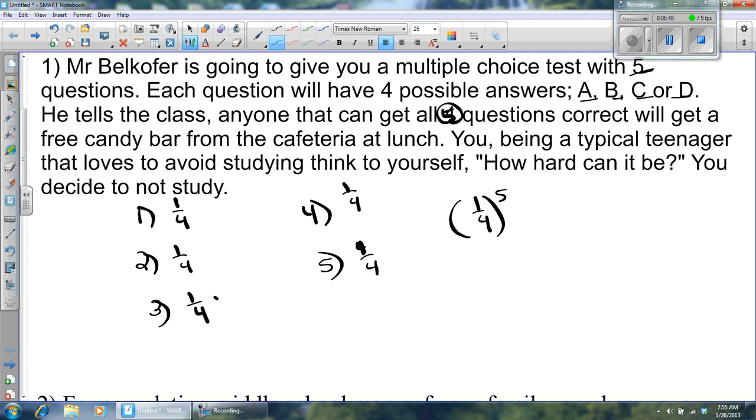Now let me tell you, this is a monstrously large number. It means you're going to do 1 times 1 times 1 times 1 times 1, which is really hard. Oops, I forgot the 1. But in your denominator, you have 4 times 4 times 4 times 4 times 4 going on. I'll see if I can do this in my head. I know 4 times 4 is 16, times 4 is 64.